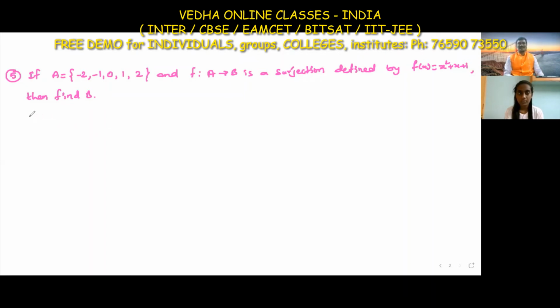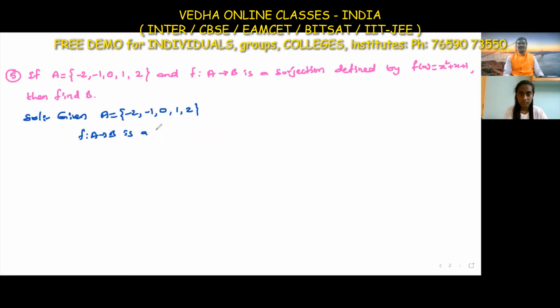Okay, so first, whatever is given, I am writing the given. What is given, ma? Given A is equal to {-2, -1, 0, 1, 2}. Yes, very good. And it is also given that f maps from A to B and is a surjection.